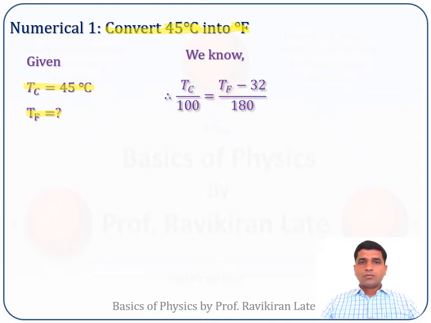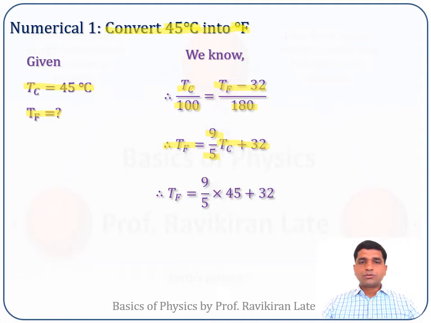So all of us know the relation between the degree Celsius and the degree Fahrenheit. It is Tc divided by 100 is equal to (Tf minus 32) divided by 180. Now in this one we have to find the temperature in Fahrenheit, so I'll write down this formula for Tf. If I simplify this formula for Tf, I'll take Tf on one side and transfer the rest of the terms to the other side. The formula will become Tf equals 9 by 5 Tc plus 32.